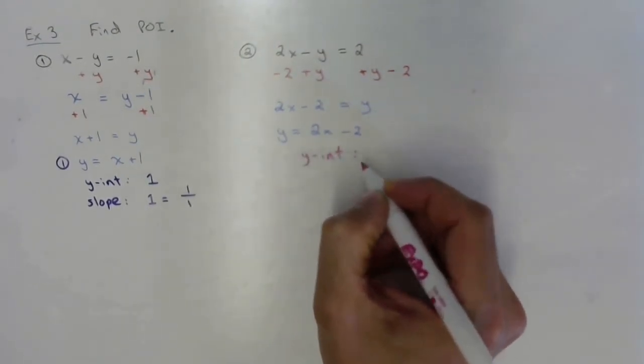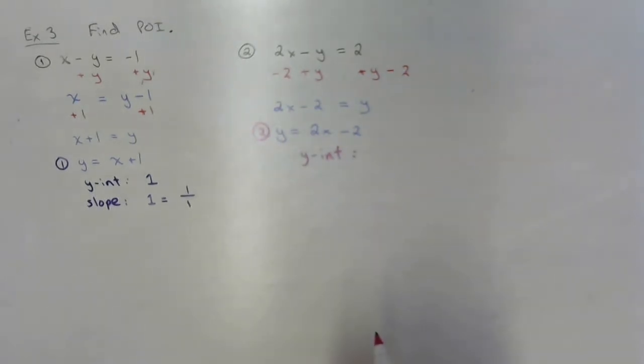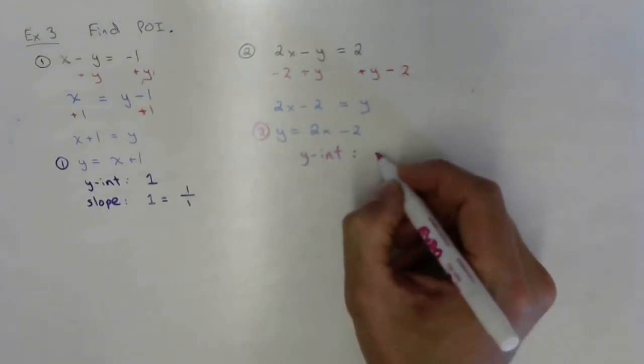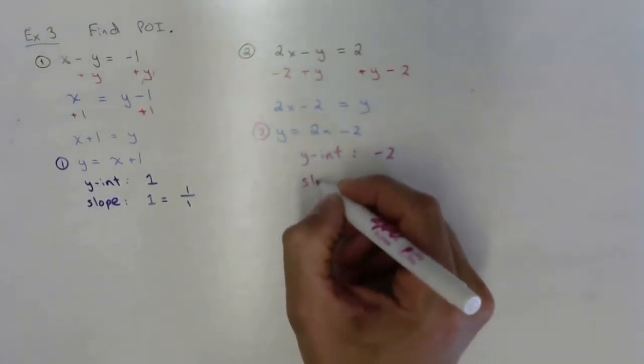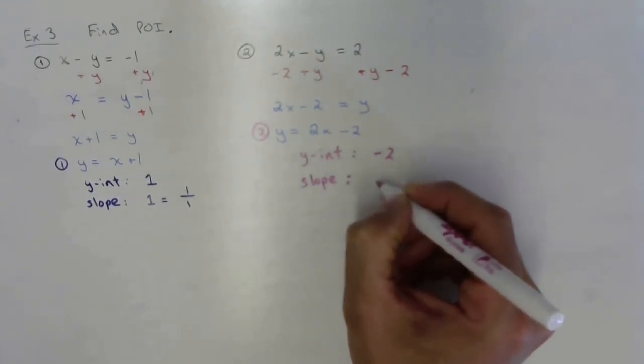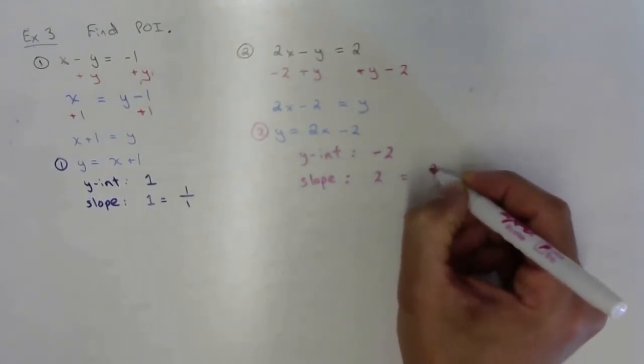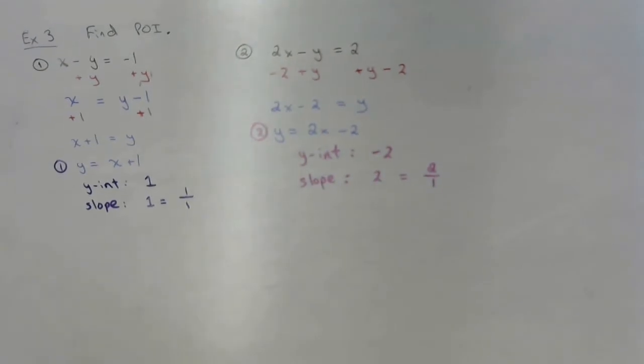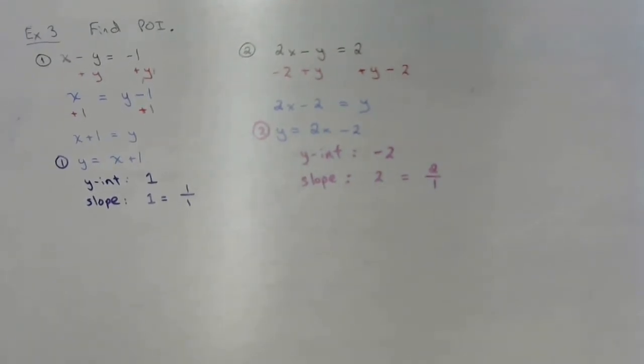Y-intercept for equation 2, negative 2. -2, and the slope, 2, which is the same as 2 over 1, up 2 over 1, up 2 over 1.